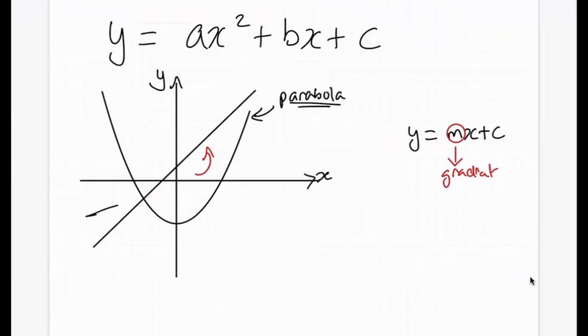Let's do this in black. This line graph here is a bit more shallow. So it's not as steep as the first one. And that is all determined by the value in front of the x here, in our y equals mx plus c equation. So m is the gradient. And c in this case is our y-intercept.